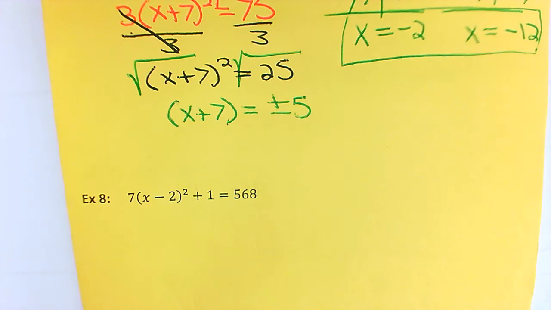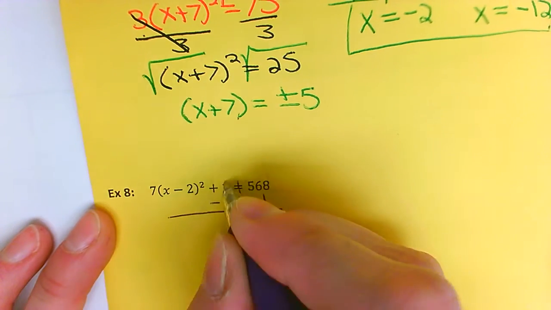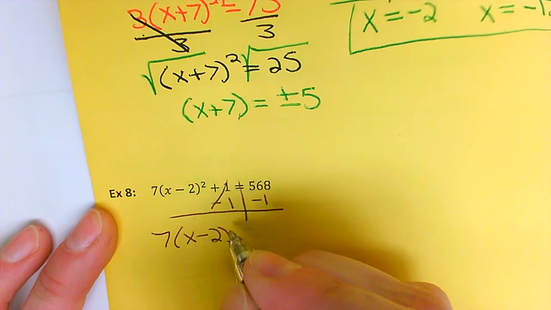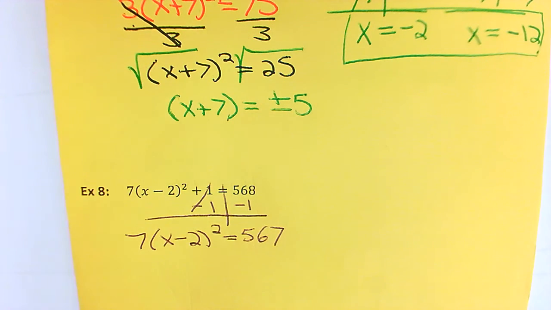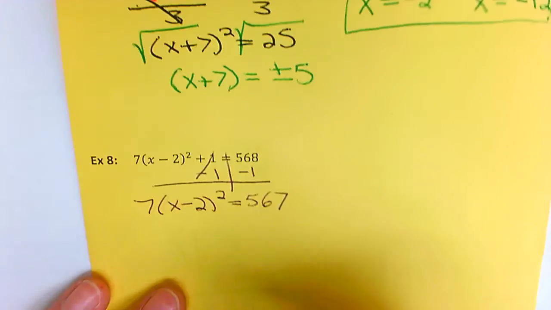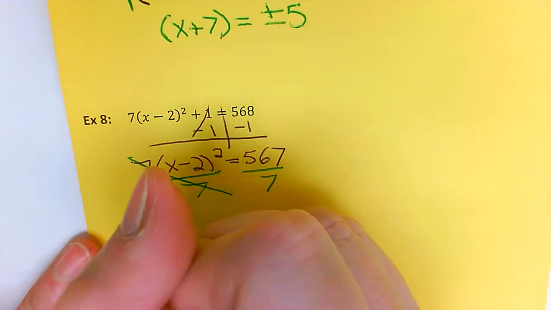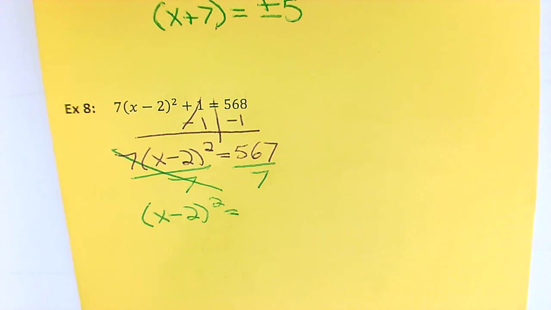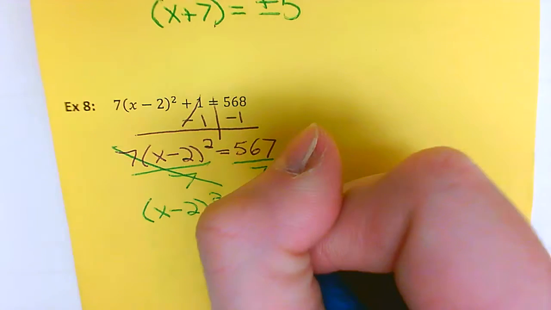Last example. All right, the set of parentheses is what you're trying to get alone. So that makes the positive 1 the friend. So let's subtract 1 from each side, and that will cancel out. I still have 7 times x minus 2 squared is equal to 567 now. I did subtract the 1. The 7 is outside of the parentheses, so I've got to get rid of it by dividing first. It's going to cancel on the left, and I still have that x minus 2 squared equals. The other side, I need to do 567 divided by 7, and that gives me positive 81.